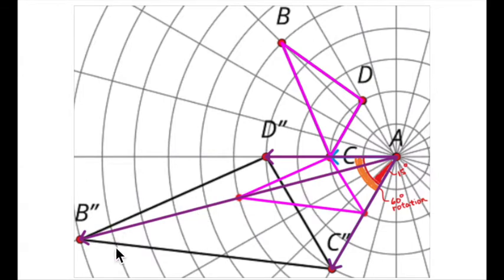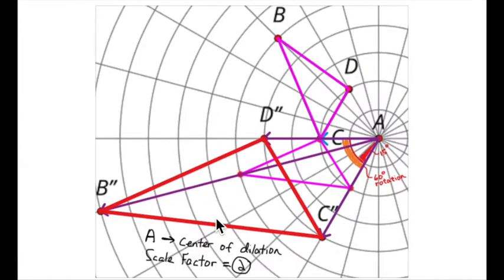It maps exactly. So once again, that's the definition of those figures being similar. You can take them through a series of transformations and dilations and map it exactly. It sits right on top, one on top of the other. And there it is. A, center of dilation, scale factor 2.